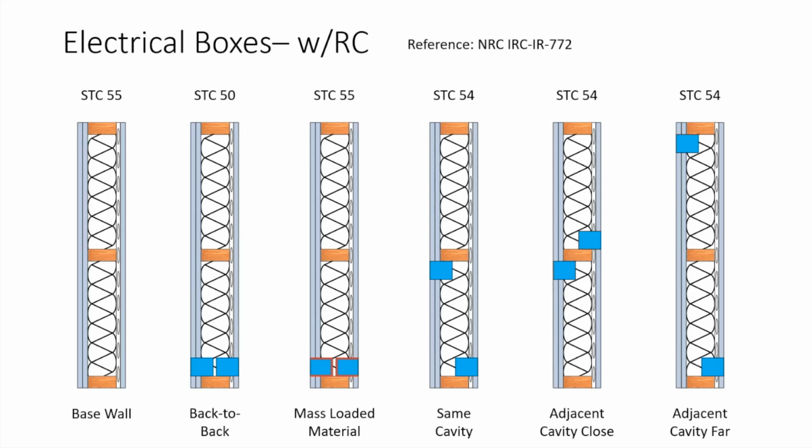Other things you can do is just separate them further so that the sound has to travel further to get from one to the other. And especially with the insulation in the cavity, that will reduce a little bit of that sound traveling down that path. So if you have them in the same cavity but separated, you get an STC 54, either side of a stud or really far separated, you all kind of get an STC 54. And an STC change of 1 point is not noticeable. Those are essentially the same, and that's within sort of test variability.